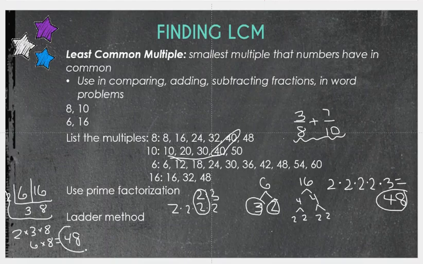And so that is it for least common multiple. We've got the 3 ways that you can find the least common multiple: using multiples, using prime factorization, using the ladder method. Let me know if you have questions, and in the next video, we'll look at a word problem for least common multiple.